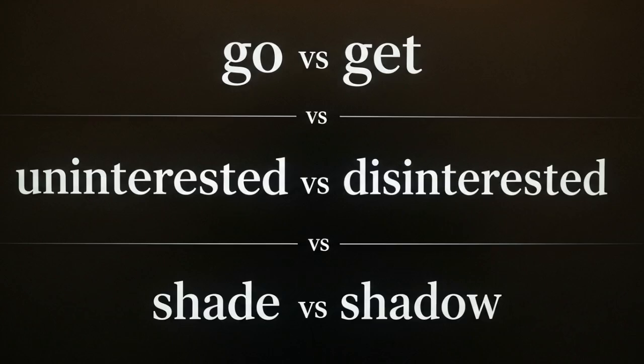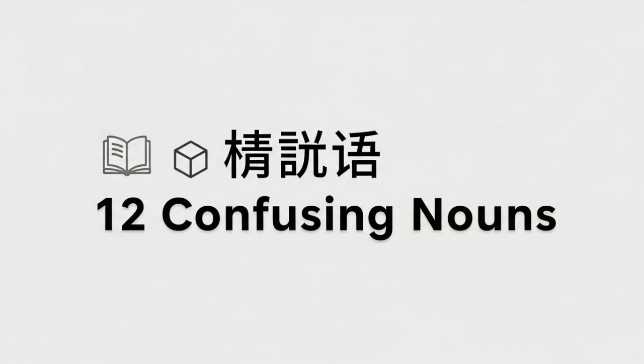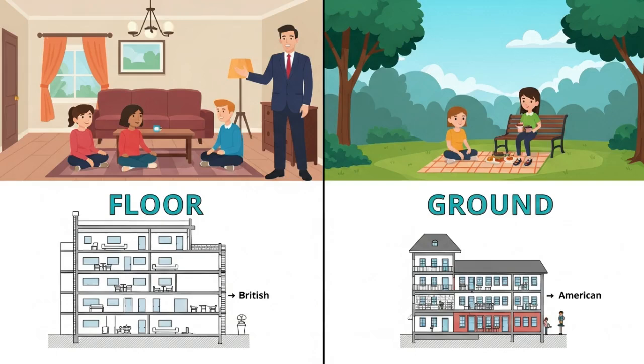Okay, let's get started with the lesson. 12 confusing nouns. Pair 1. Floor versus ground. Let's clear any confusion once and for all.